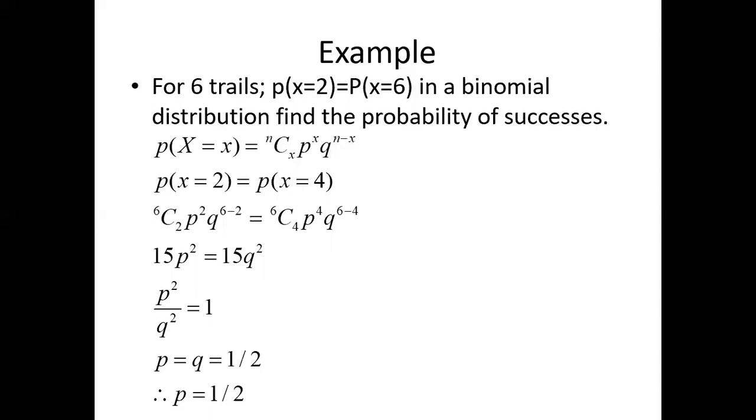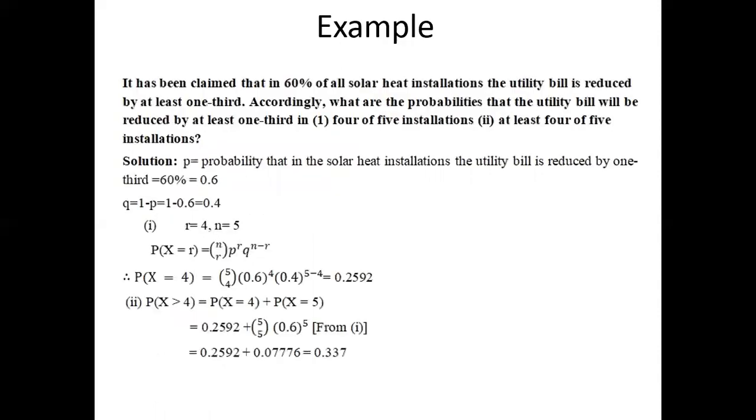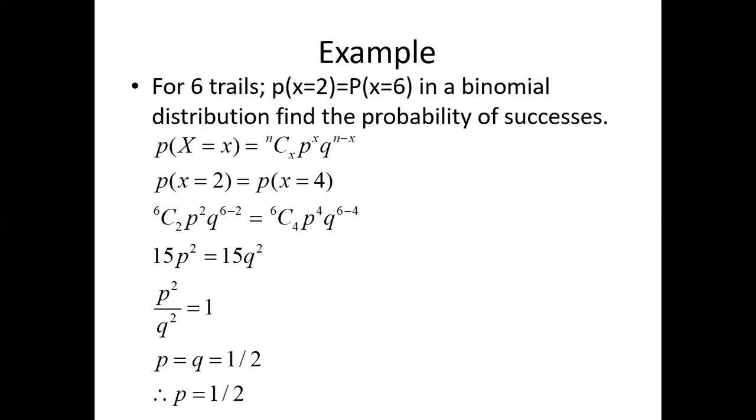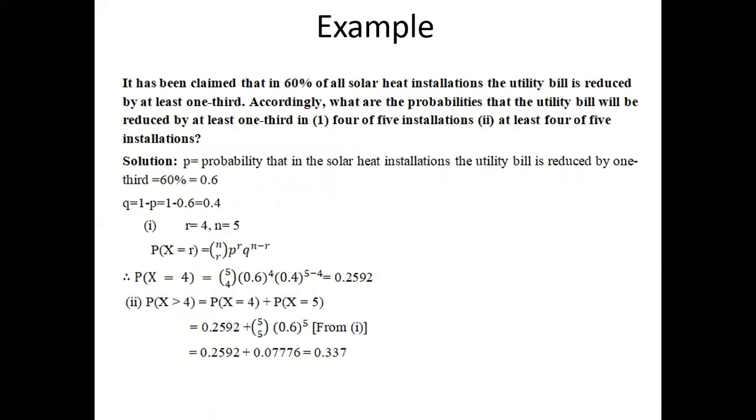So P(X = 2) equals P(X = 4). So 6C2 p squared q to the power 6 minus 2 equals 6C4 p to the power 4 q to the power 6 minus 4. So I'll get 6C2 is 15, 15 p squared equals 15 q squared, p squared by q squared equals 1, so p equals q equals 1 by 2. So p equals 1 by 2 is the probability of success. Now we'll go for the next example.